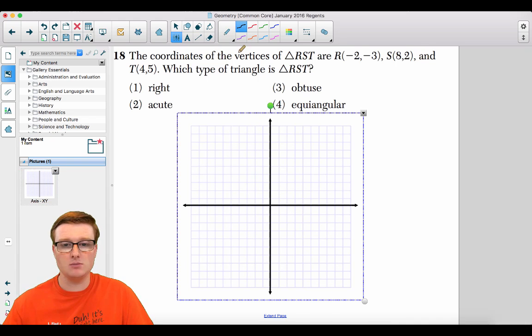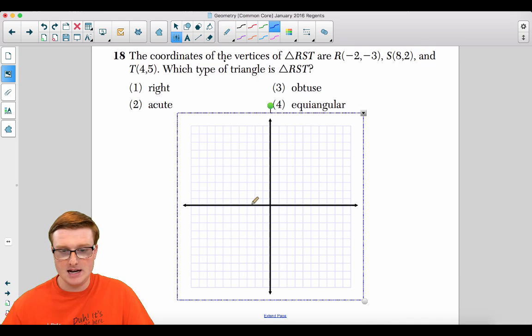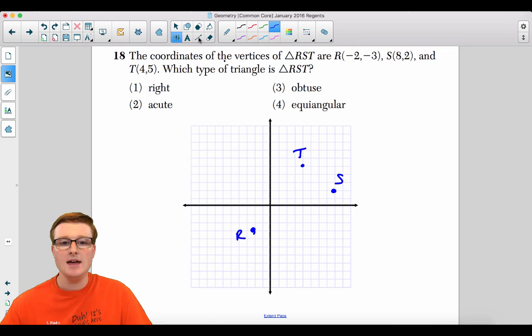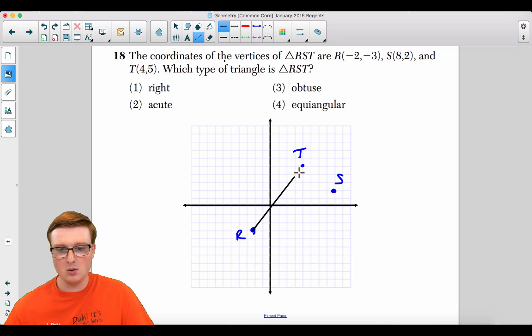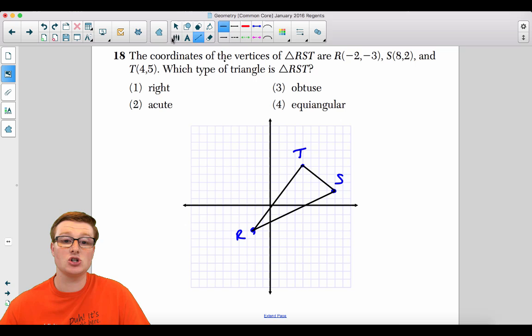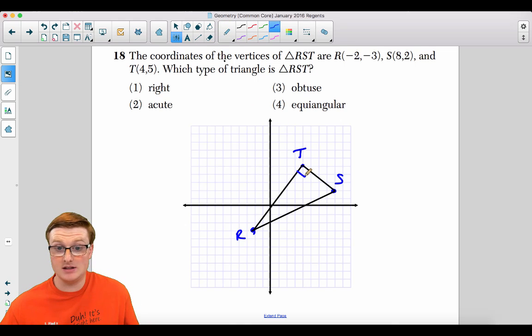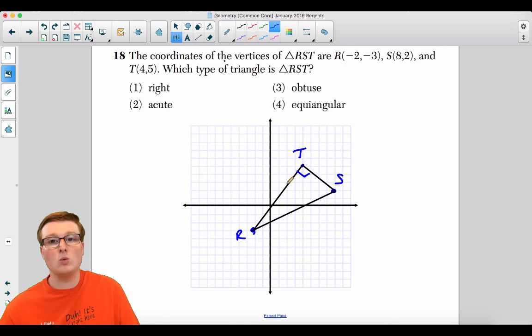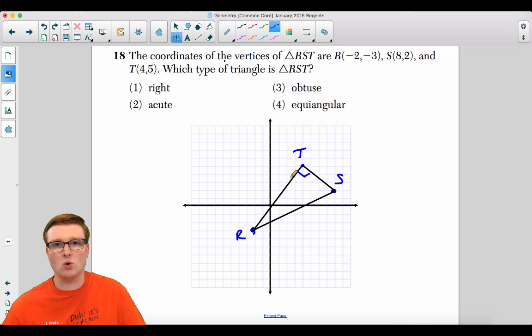So if I were to pull a graph over here, and I go to (-2, -3), that's point R. S is the point (8, 2), so that's S. And T is (4, 5). And if I connect all of these points, what does this triangle look like? It certainly looks like a right triangle because there's your right angle in the corner. But we need to be 100% sure.